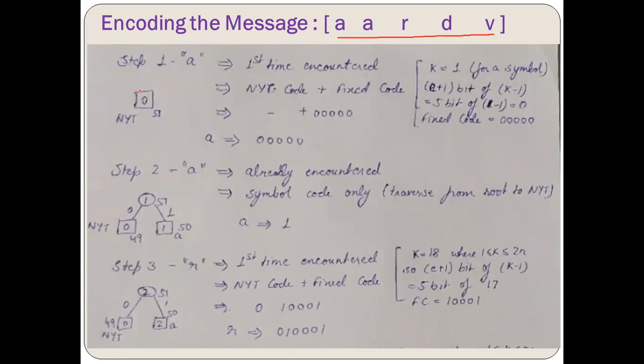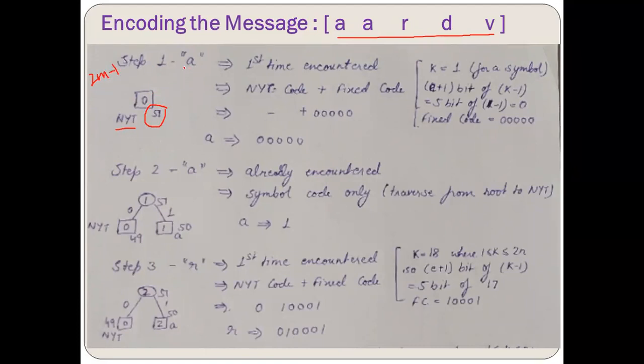Step one is always what we have to do: we have to start with the NYT node, that is, an external node, and this NYT is not yet transmitted. This is the node number, that is 51, from the equation 2m minus 1, right? That has already been stated in the earlier lectures. And the weight is always 0. This is the root node of the tree.